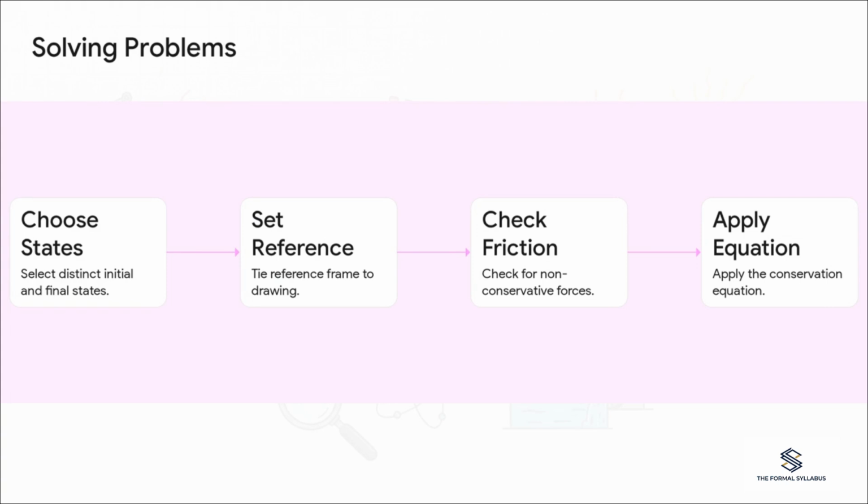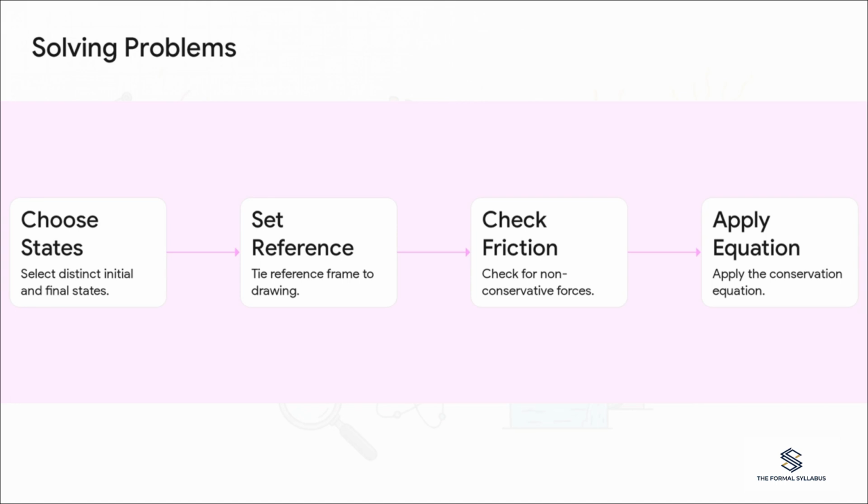There is a strict four-step algorithm. Step 1, choose extremely clear initial and final states. Step 2, tie a rigid coordinate system to your drawing. And do not forget to set that zero level for your potential energy. Step 3, check if friction or resistance is crashing the party. And step 4, apply the energy equation. If there's no friction, initial energy equals final. If there is friction, initial energy minus the work of friction equals final.